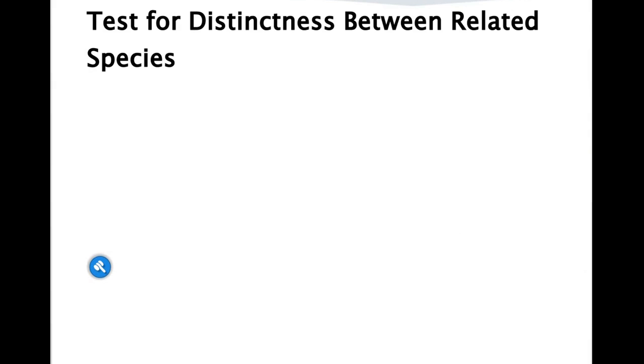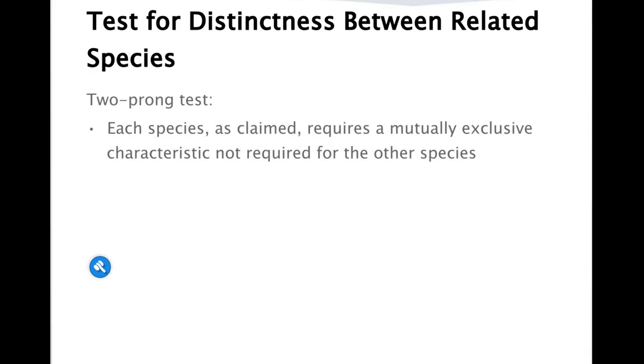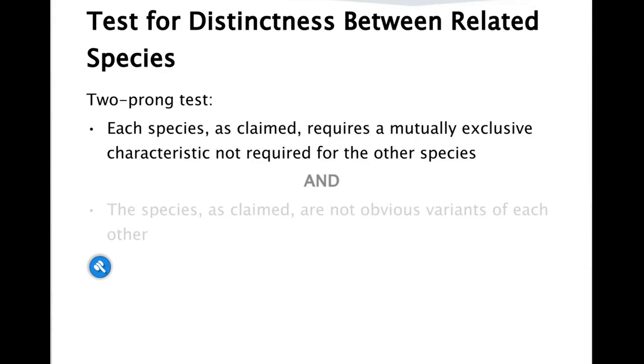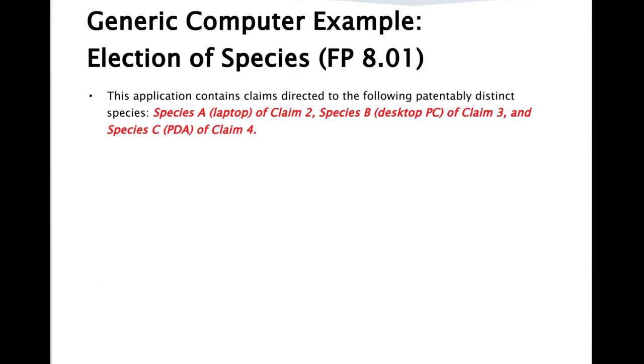The test for distinctness between species is that each species, as claimed, requires a mutually exclusive characteristic not required for the other species, and that the species are not obvious variants. When requiring the applicant to select a species, it is called an election of species. Form paragraph 8.01 is used to set forth an election of species requirement.